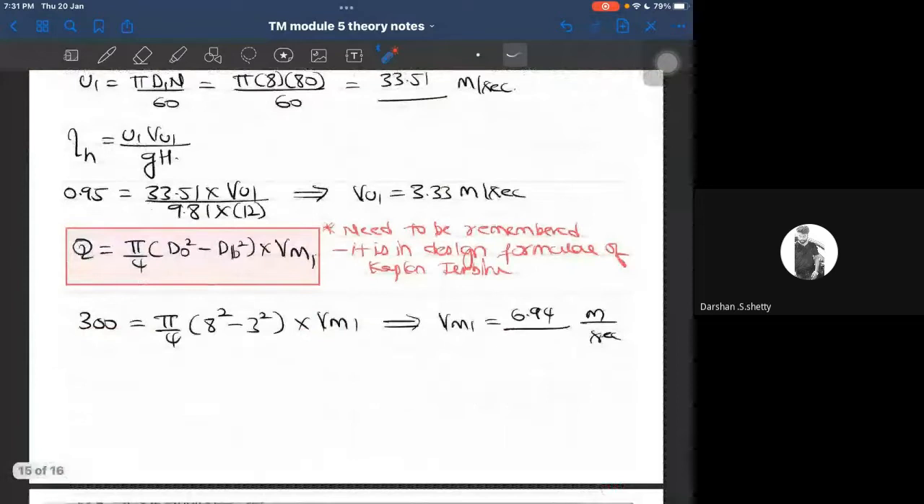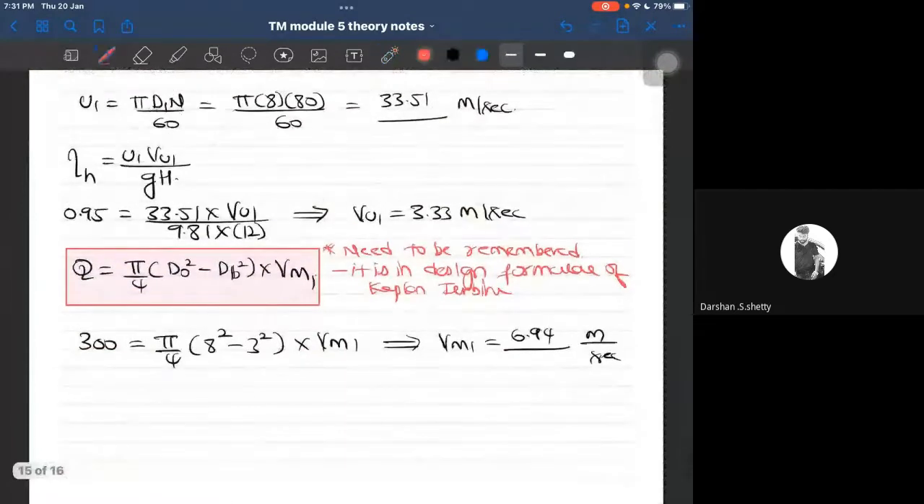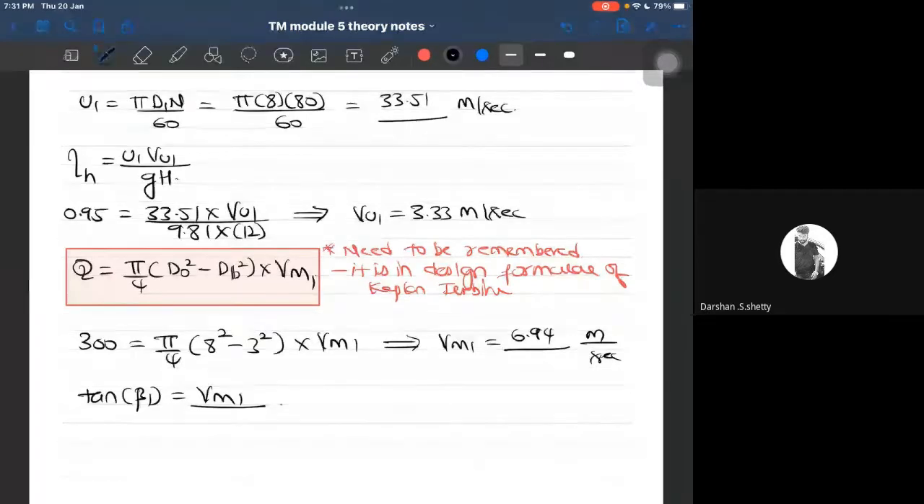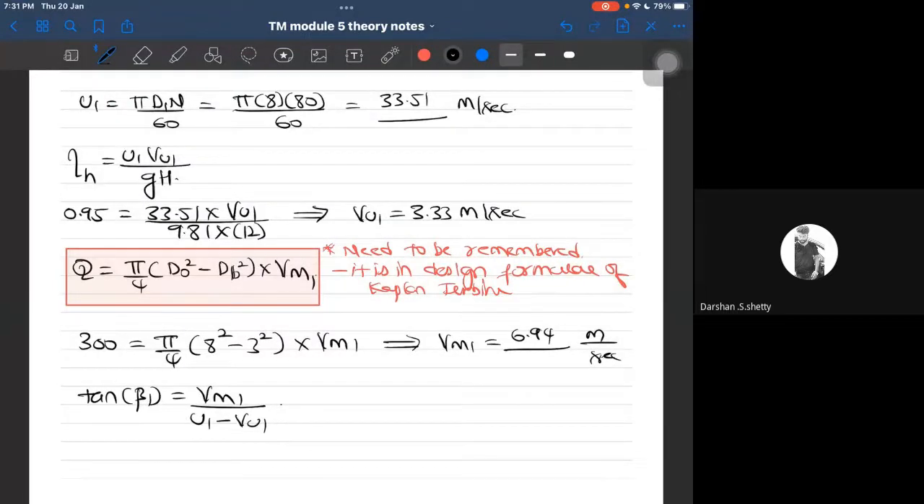Back here, let us now apply tan of beta 1, which is equal to opposite, Vm1, divided by U1 minus VU1. So beta 1 is equal to tan inverse of 6.94 divided by 33.51 minus 3.33. What is the value of beta 1?